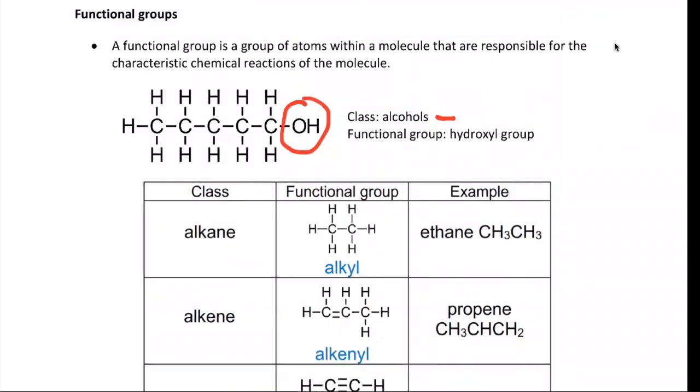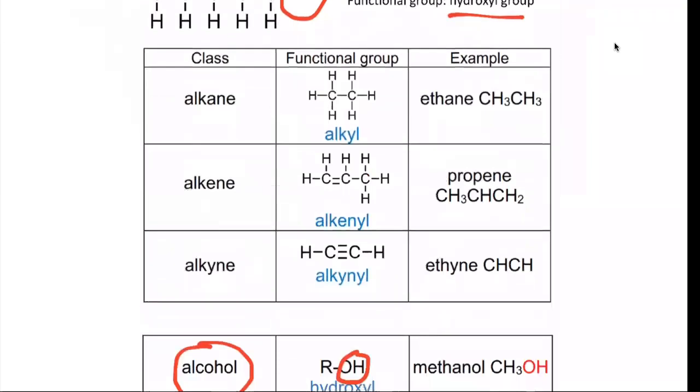And that functional group, that OH, is called a hydroxyl group, okay? Now, as you go down, there's going to be several different examples. So the three basic ones are the alkanes, the alkenes, and the alkynes, okay? They don't have any other elements. They only have carbons and hydrogens.